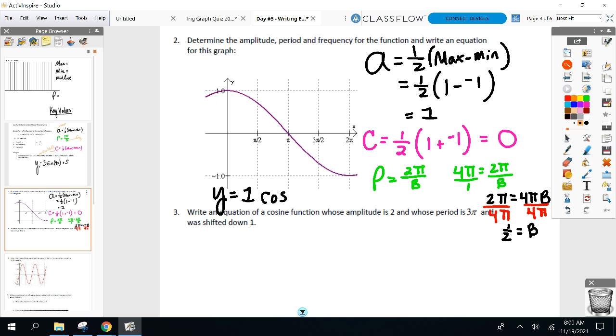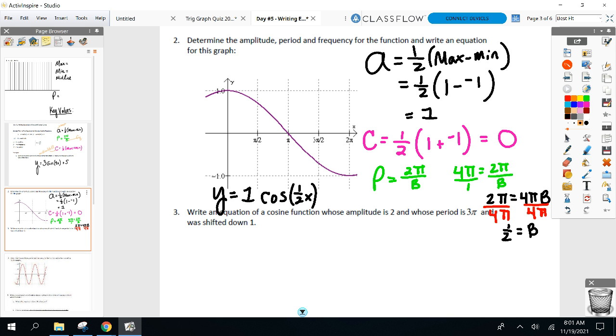Cosine, what was our B value? So cosine parentheses, 1/2 x. Any shift? You can put plus 0, but nothing should be written there. There's my equation, cosine 1/2 x. So once you have A, B, and C, we should be all right.